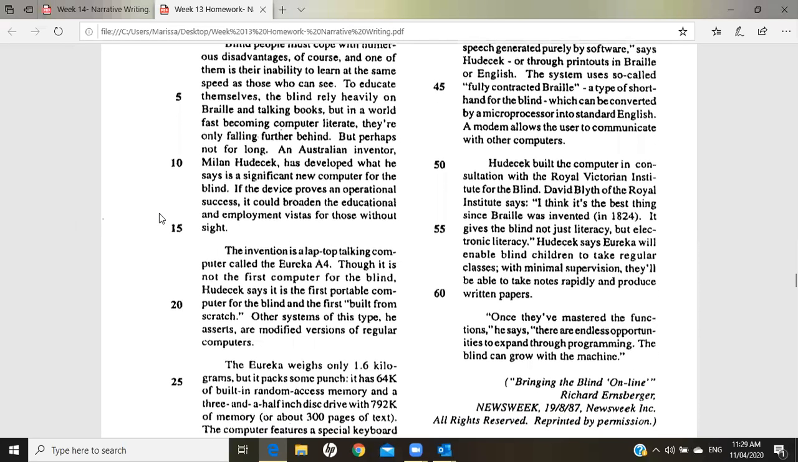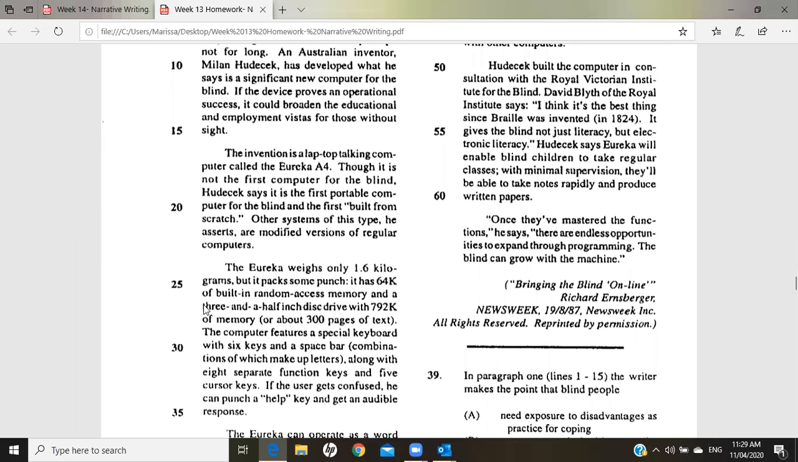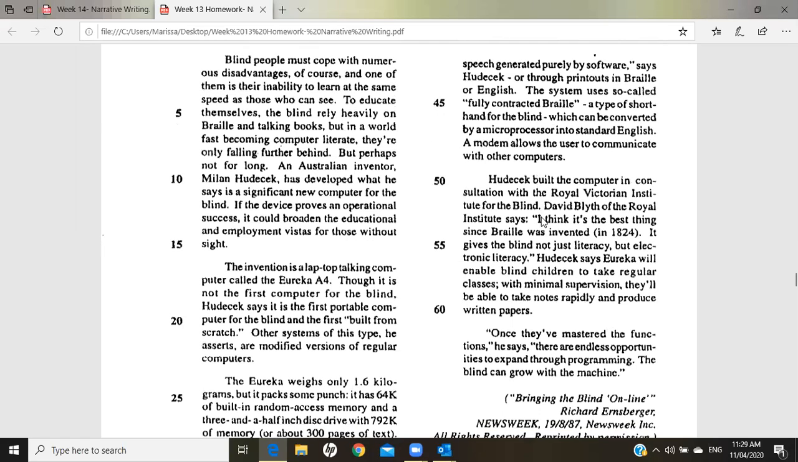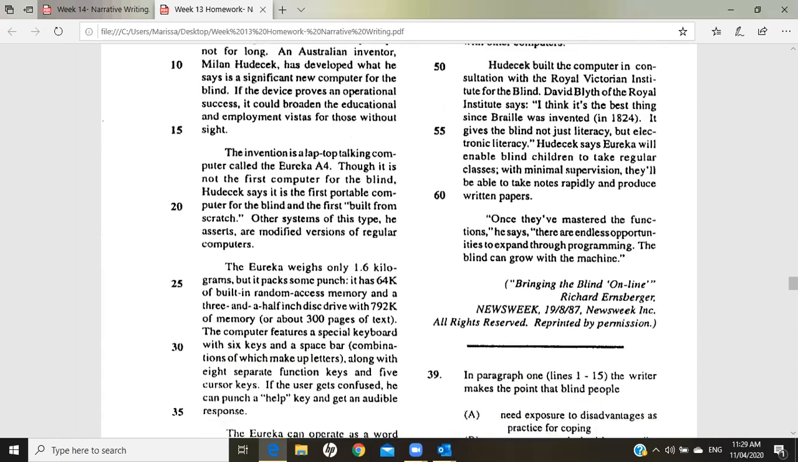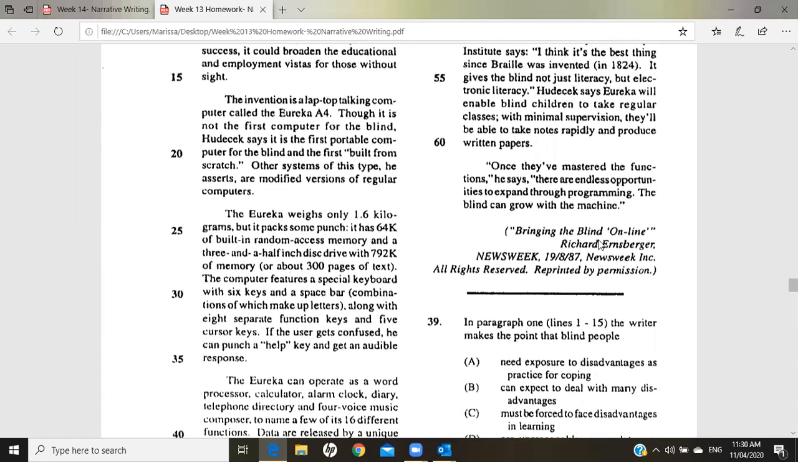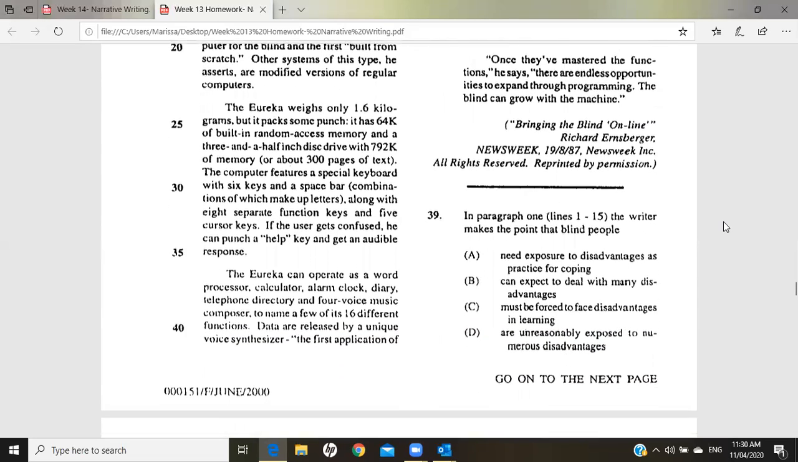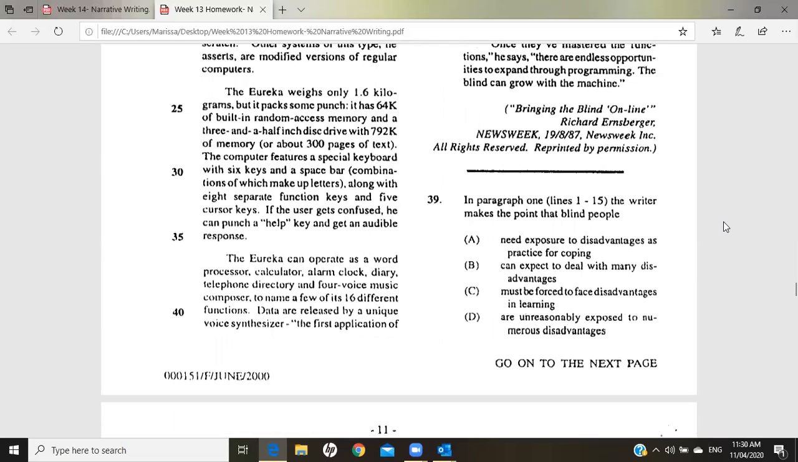He spends a great deal of time talking about the characteristics of this new device and even highlighting some benefits of using this new computer, right? And the title says Bringing the Blind Online, because remember, online in terms of the computer, and online meaning that now they are on the same path as everyone else, because they highlighted that blind people are disadvantaged.